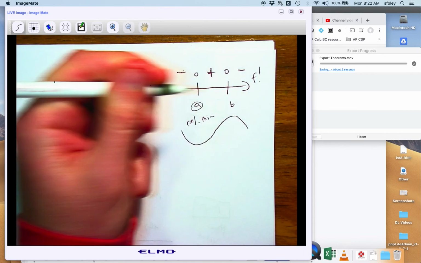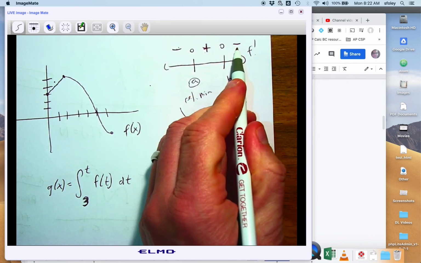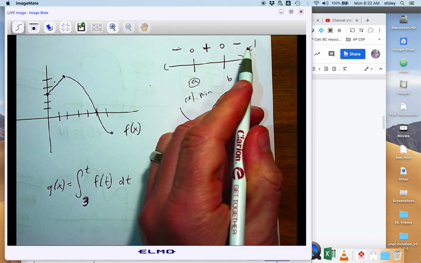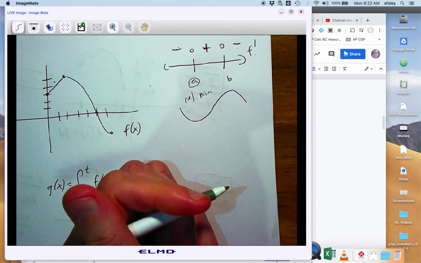And when we write our explanations, we're just being really careful about the words positive and negative versus increasing and decreasing. Are we talking about F? Or are we talking about F prime? And so that's sort of a big idea.